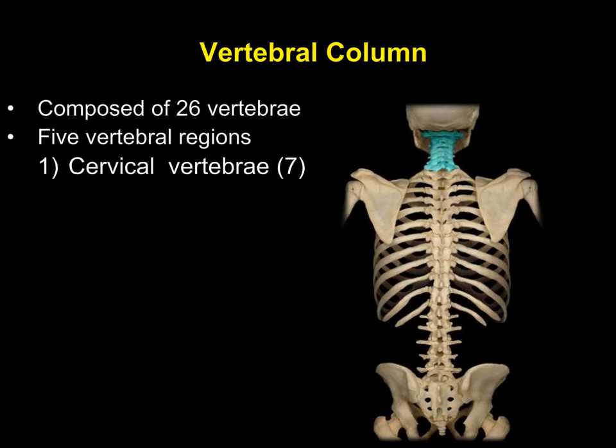Okay, now that we've covered the bones of the skull and also the hyoid bone, we're going to move on to talk about the backbone or spine, which is made up of vertebrae. And so the vertebral column is composed of 26 vertebrae, which are divided into 5 different regions. And the first vertebrae we find are the cervical vertebrae. Cervical here means neck, and so these are the vertebrae that make up the neck. So in total there are 7 cervical vertebrae, and one thing you'll notice is they tend to be very, very small.